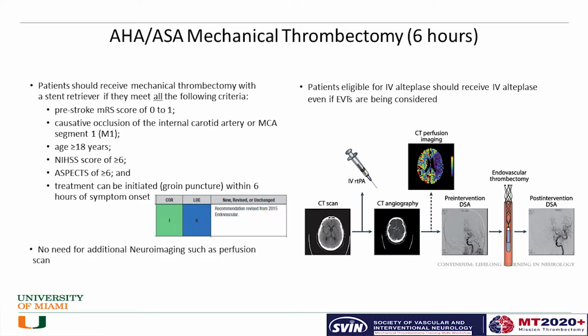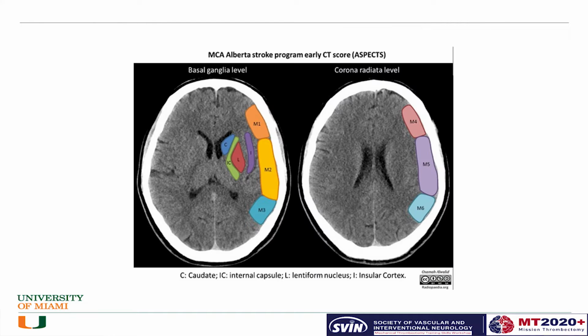Again, if they're within 6 hours, you don't need advanced imaging, and if patients are eligible, they should get IV tPA, and this is the paradigm. While those are the guidelines, okay, I'll tell you about aspects first, and then I'll go back to those guidelines. So a moment to pause and talk about aspect score.